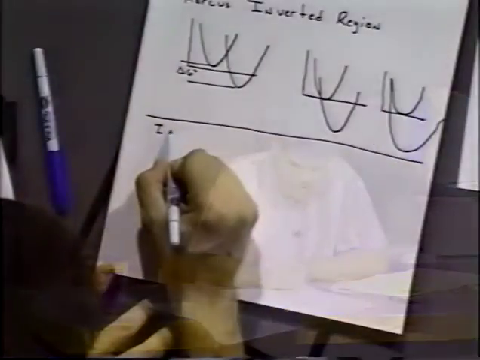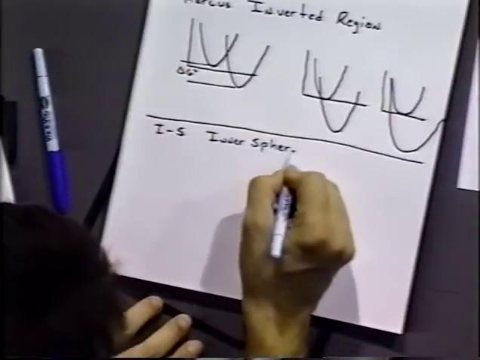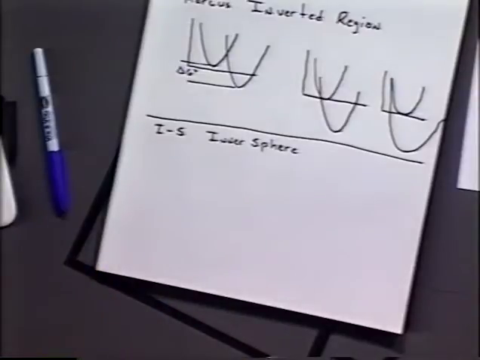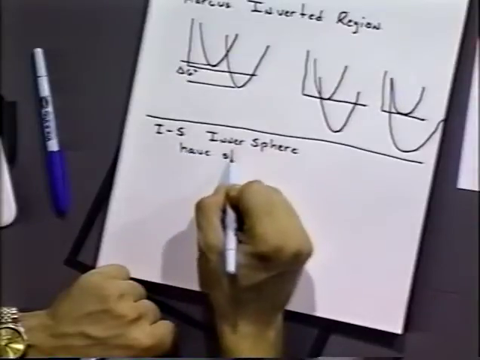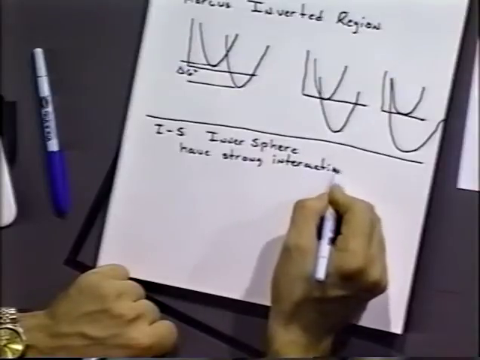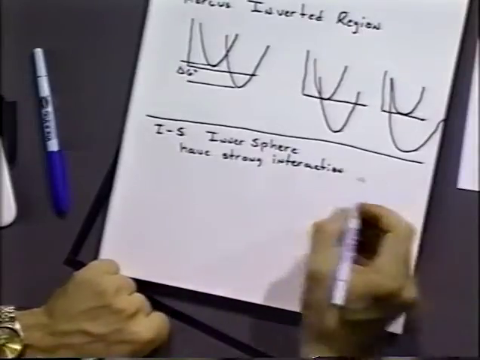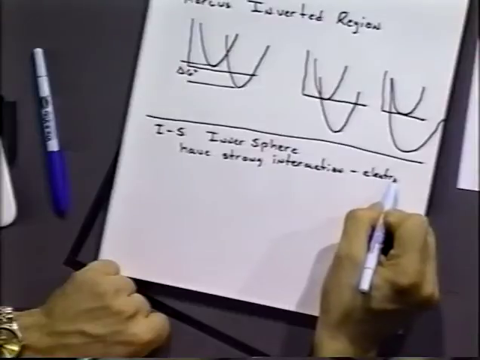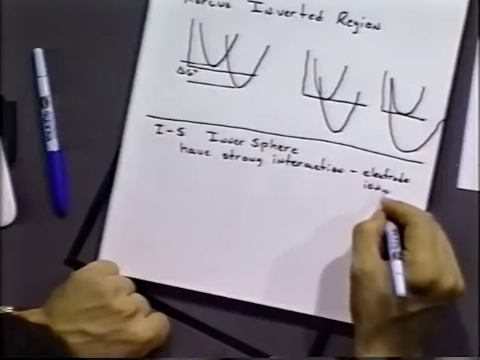The other thing I want to talk about in addition to outer sphere reaction is an inner sphere reaction. Unlike outer sphere reactions, inner sphere reactions have strong interactions between the reactant and product, or in an electrochemical sense between, say, the electrode surface and the material. Electrode and ion or molecule.